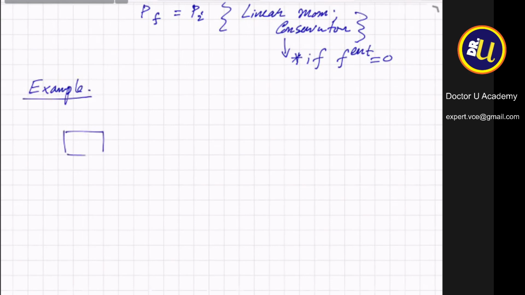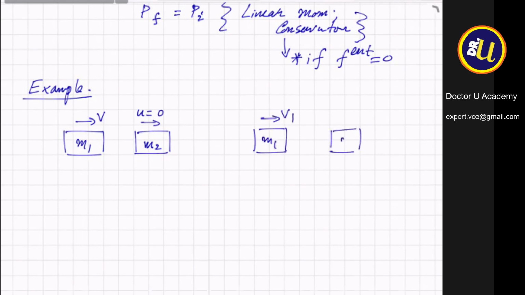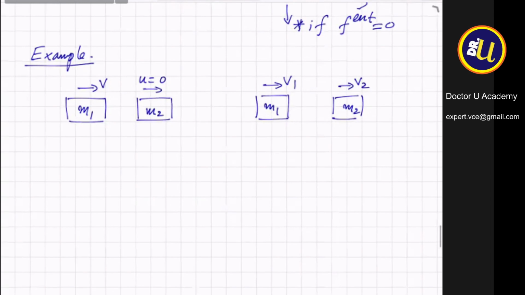Consider there is an object m1 that has velocity v, and m2 has 0 velocity. Then they are going to collide with each other, right? After the collision, m1 has v1 velocity and m2 has v2 velocity. Now this is our initial situation, this is our final situation, right?